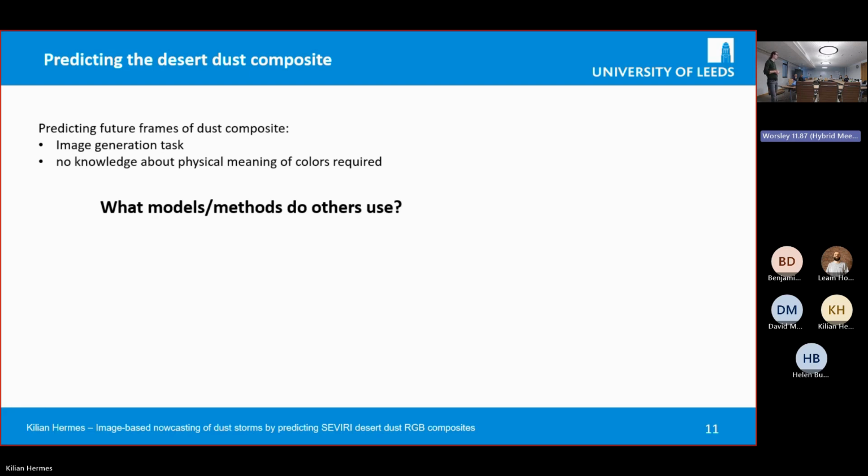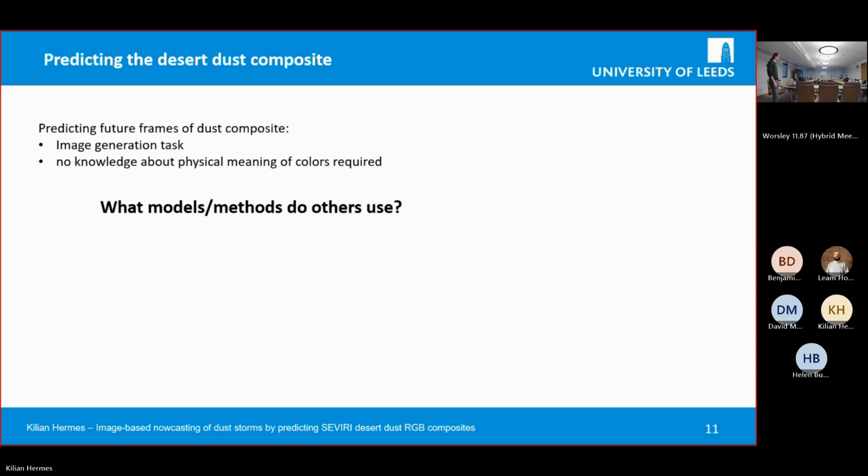And in the end, I ended up looking into, more or less, state-of-the-art generative models. So seeing this whole thing only as an image generation task or image prediction task, and not actually caring about the colors in the image. So we saw there's pink, which shows dust, there's dark red, which shows high and cold clouds, but I don't really care about these things. I just care about predicting the next frame, and then we can see what we can do with that.